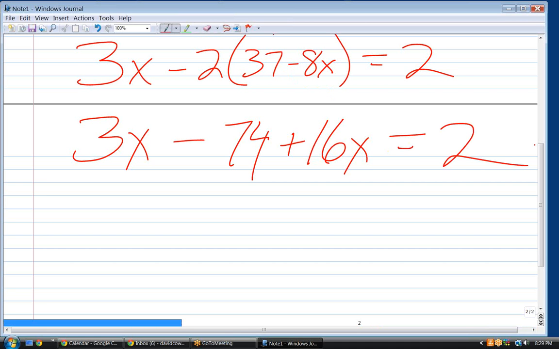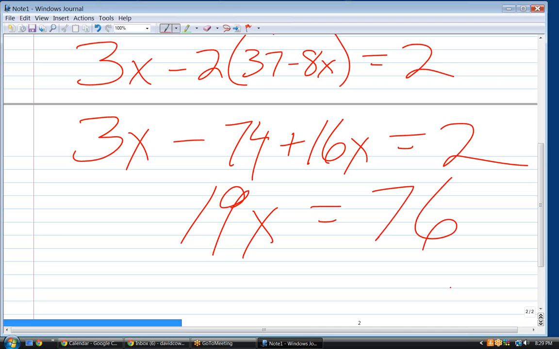Now I got easy. I don't have any parentheses anymore. Let's gather all the terms with x in them, put them together on the left side, all the numbers on the right side. What do you have? 19x minus 74 equals 2. Which means 19x equals 76. Okay. Doing both steps at once, which means x equals 4. 76 divided by 19. Okay. Okay?